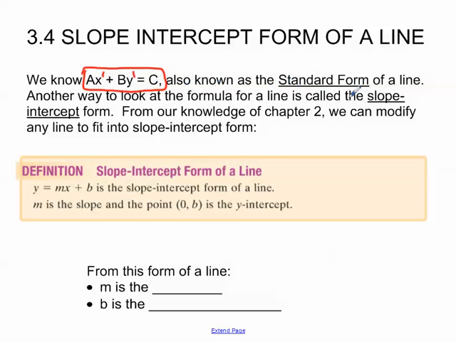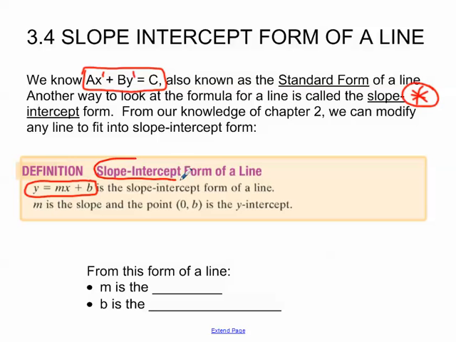In general, though, we're going to look to create a slope-intercept form of the line, because that's going to give us a lot more information, and it will still give us a name of a line, the name of the line being ax plus by equals c, or y equals mx plus b, something like that. That would be the name of the line, describing all the points on that line. So from our knowledge of chapter 2, we can take that general form or standard form of a line, modify it to get something like this, and that's the slope-intercept form of a line, y equals mx plus b.